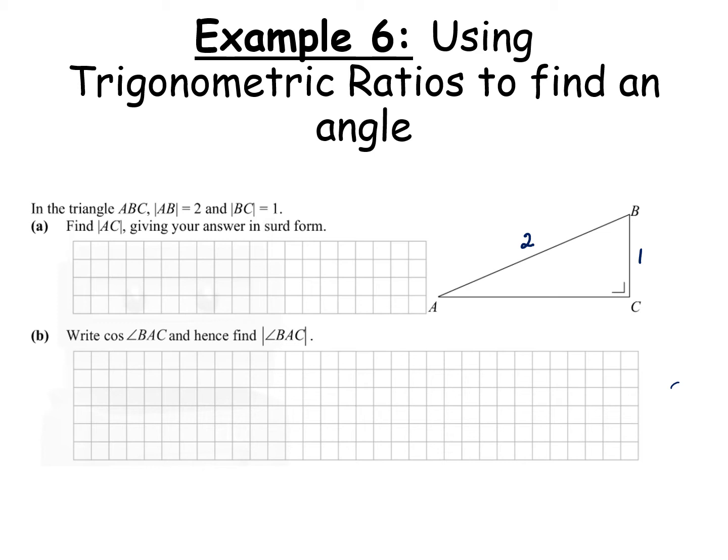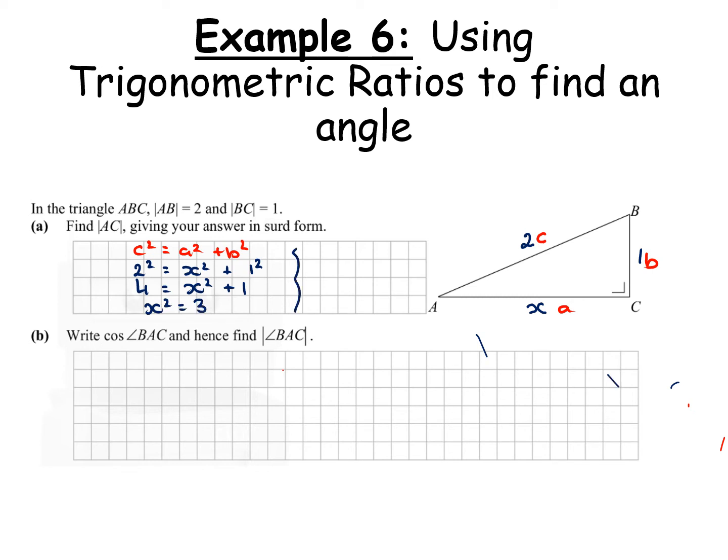So find the length of AC, giving your answer in surd form. So we're looking for this, and because we're looking for it, I'll call it X. So I'm dealing with two sides and I want to find the third. So actually what I'm dealing with now is Pythagoras. So this is C, I'm going to label this A, and I'm going to label this B. So using Pythagoras, C squared is equal to A squared plus B squared. I sub in, we get 2 squared is equal to X squared plus 1 squared. So 4 is equal to X squared plus 1. Subtract a 1 from both sides and we get X squared is equal to 3.